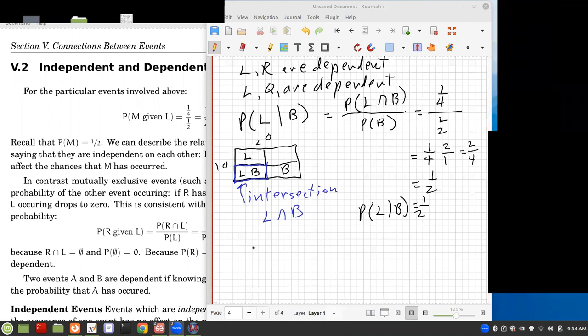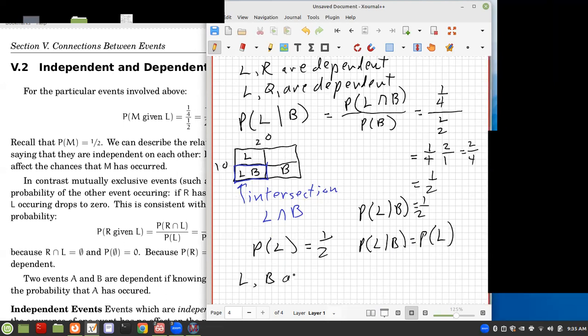Okay, but what's the probability of L? Because if you want to see if B and L are independent, we have to do L. Well, L is going to be just 1/2. It's the left half of this box, because it's like 10, but this is 20. So this is 100 divided by 200, or 1/2. So we see that the probability of L given B is equal to the probability of L. So L and B are independent.